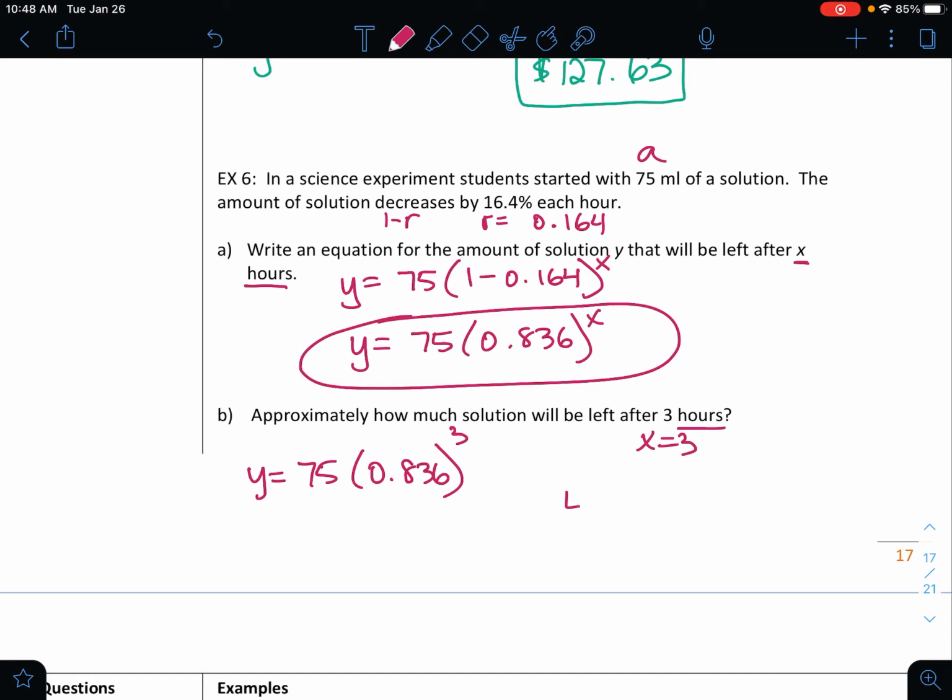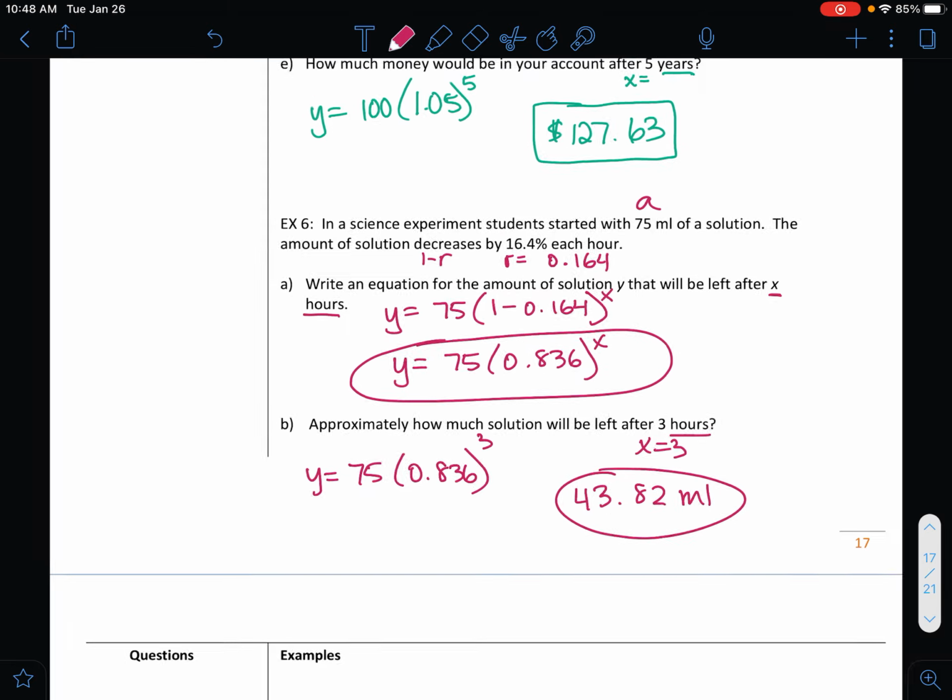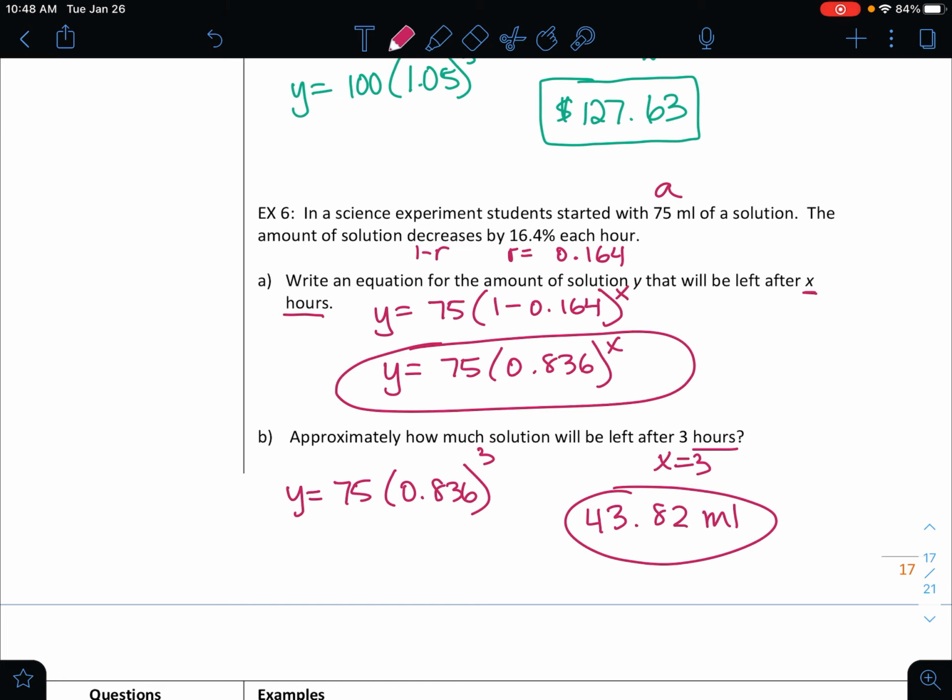And let's just round to the nearest hundredth. It doesn't really tell me, so we'll just make a decision. 43.82, and then this isn't dollars. Go back to the top. This is milliliters. Okay, 43.82 milliliters.